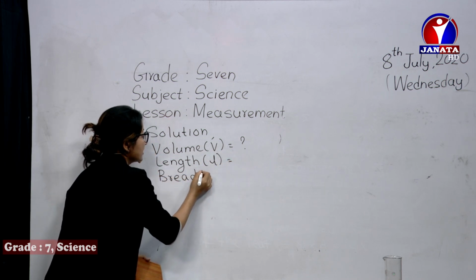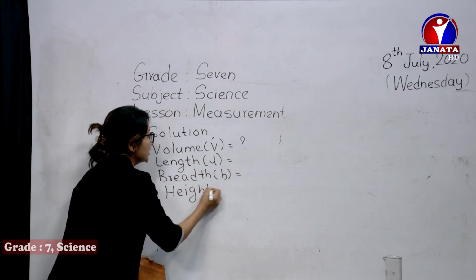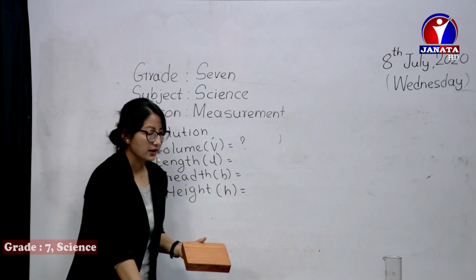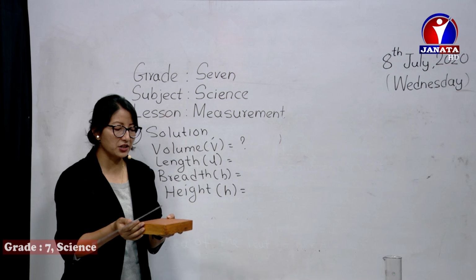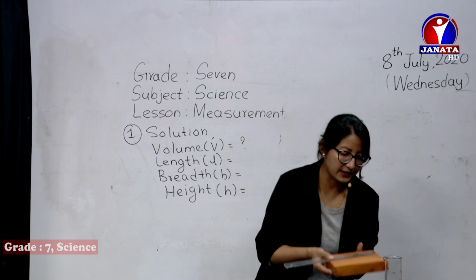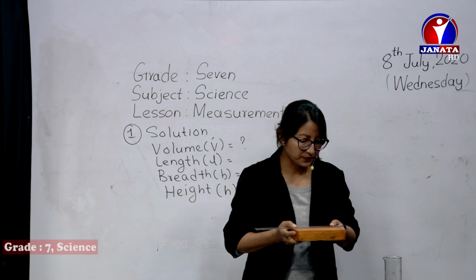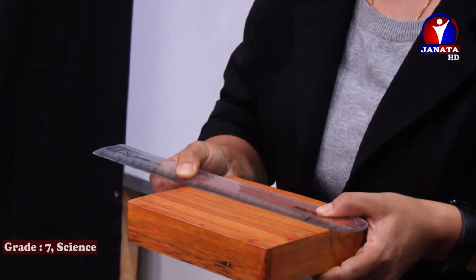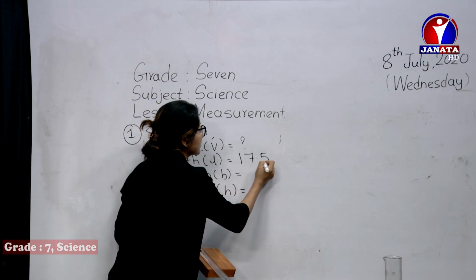We are going to measure the length, breadth and height of this object and calculate the volume of this cuboid. Previously we have already learned how to measure the length of an object. I'll keep it here on the surface and measure the length. It's altogether 17.5 centimeter. I have recorded its length, 17.5 centimeter.